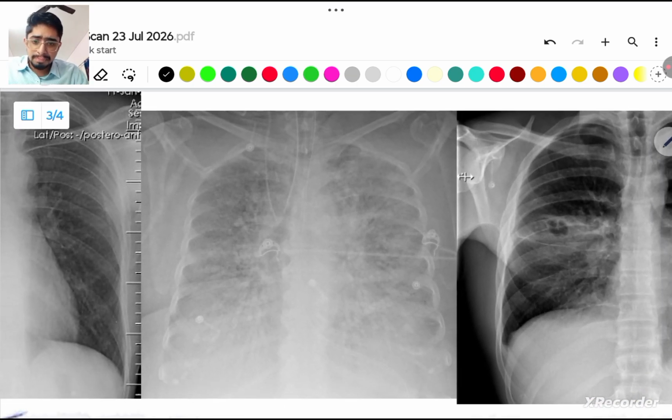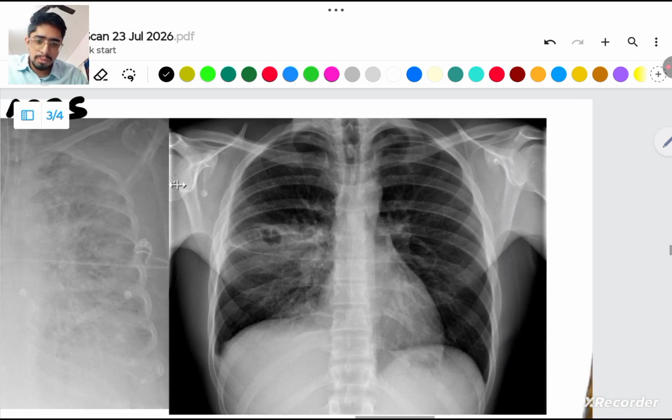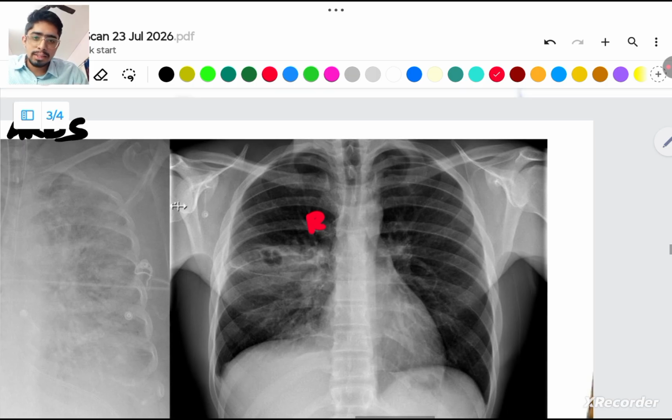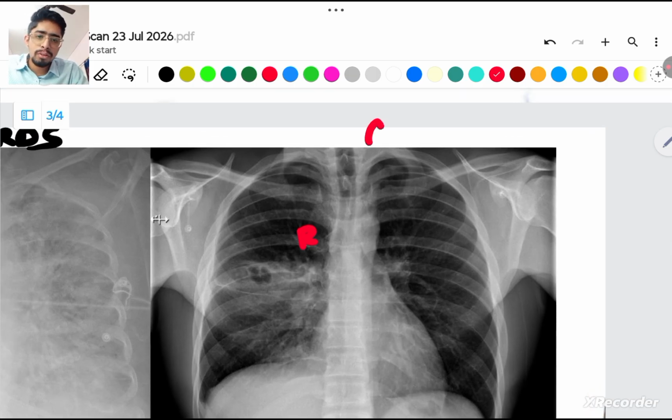What is this chest X-ray? You see there is a bilateral whiteout lungs picture. When you see bilateral whiteout lungs, this is nothing but a picture of ARDS, acute respiratory distress syndrome. Now let's look at these. This is a chest X-ray showing consolidation, in the right middle lobe. Right middle lobe consolidation is nothing but pneumonia, or you can say there is COP.